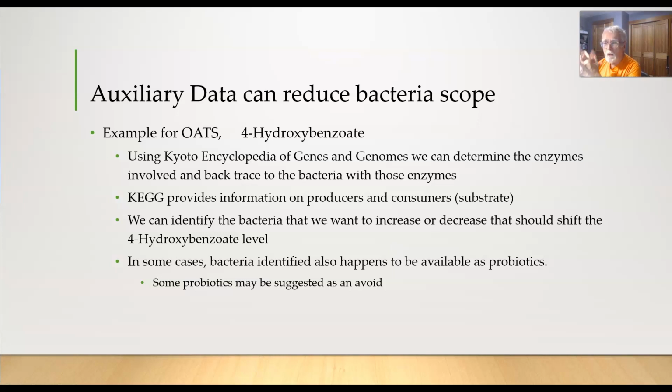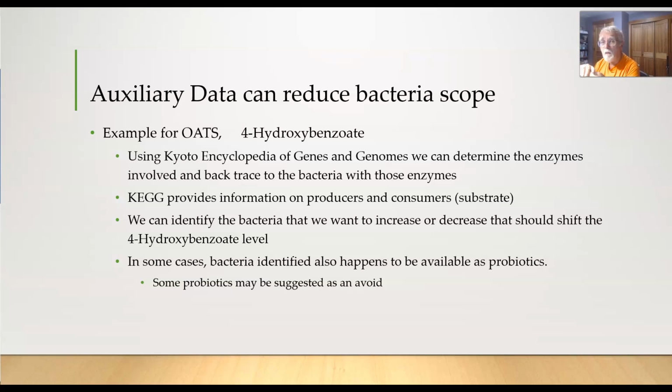For example, we take 4-hydroxybenzoate. We can go over to the Kyoto Encyclopedia of Genes and Genomes, kegg.jp for the website, and we can determine the enzymes involved and trace the enzyme back to the bacteria with those enzymes. And KEGG provides information on what bacteria are producers and consumers, i.e. substrates, for this particular compound. So we can identify the bacteria we want to increase or decrease to shift the level of this. In other words, we have another way of selecting what bacteria we want to modify.